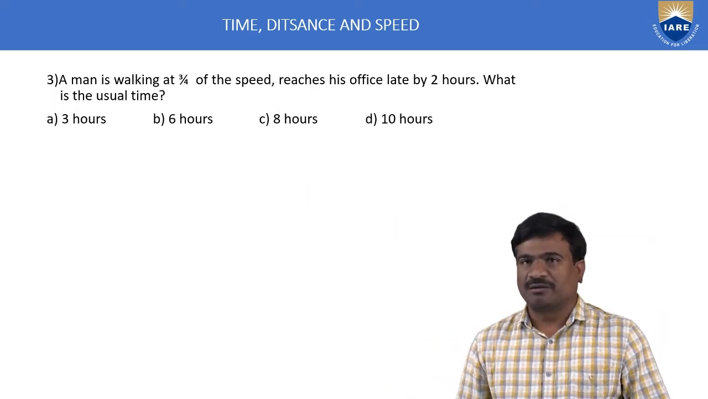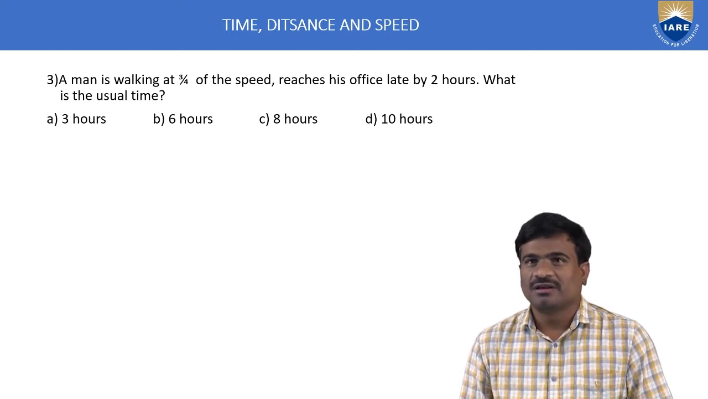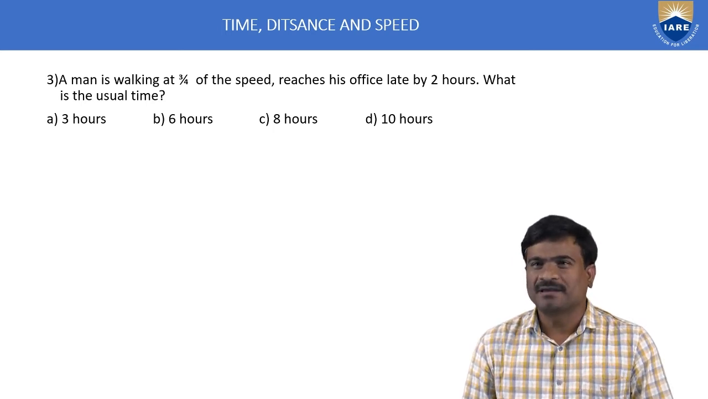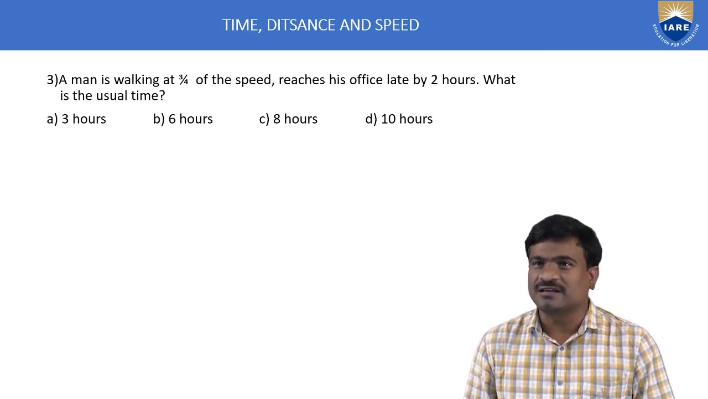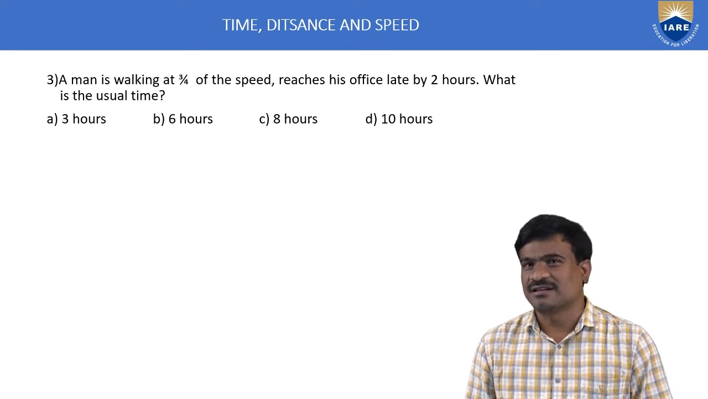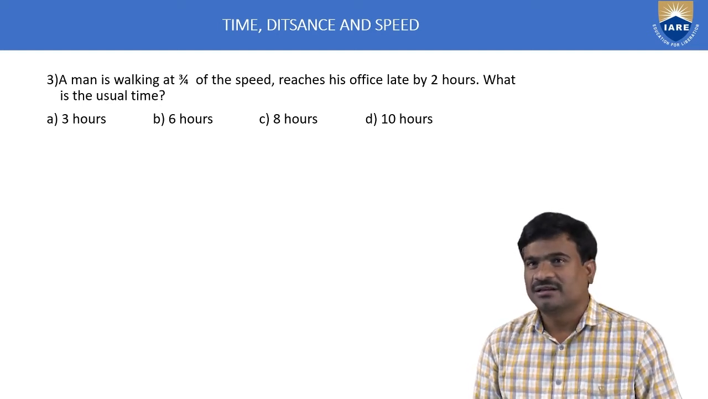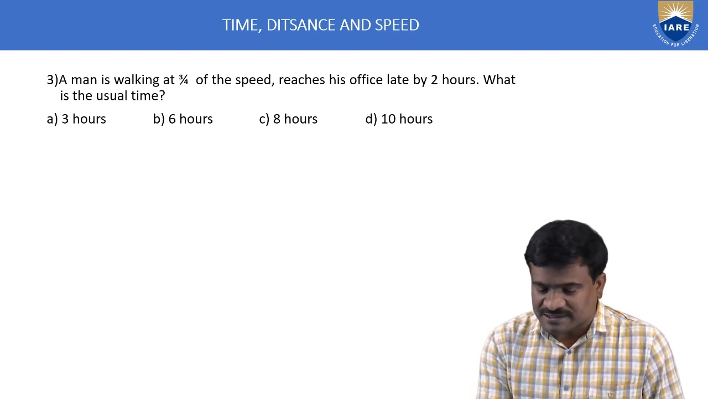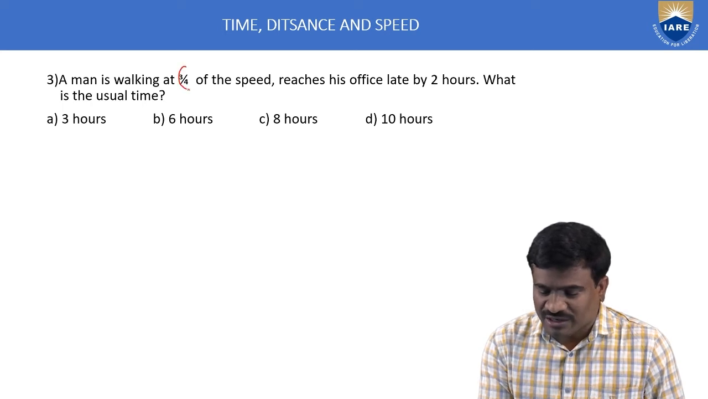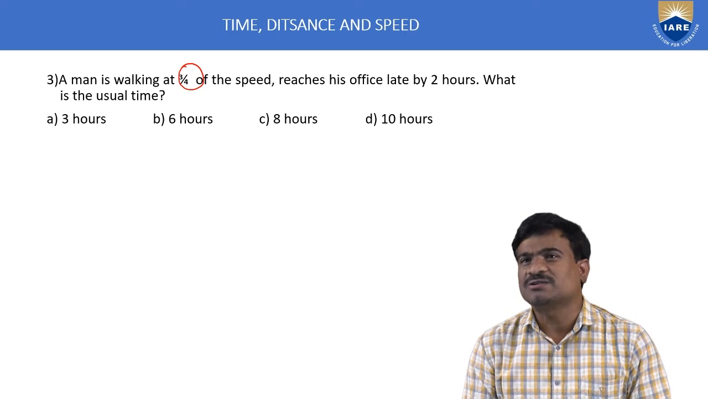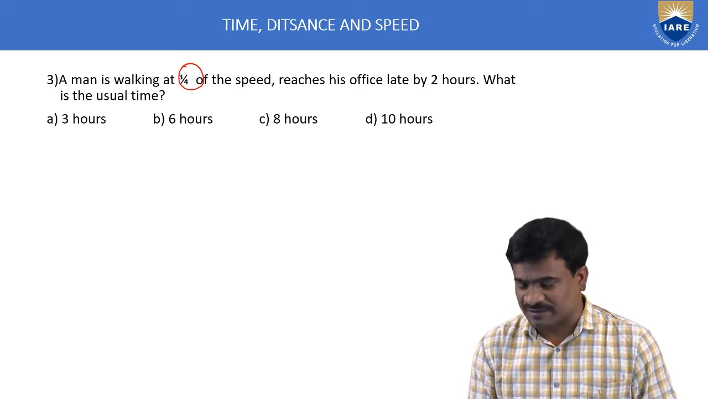Right. Example number 3. A man is walking at 3/4 of the usual speed and reaches his office late by 2 hours. What is the usual time? Here, by using the first statement, a man is walking at a speed of 3/4 and reaches his office late by 2 hours.